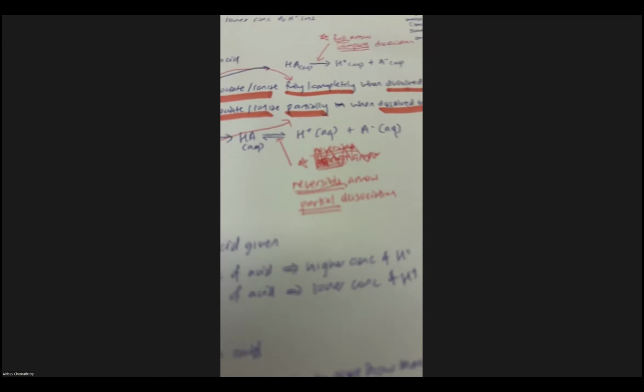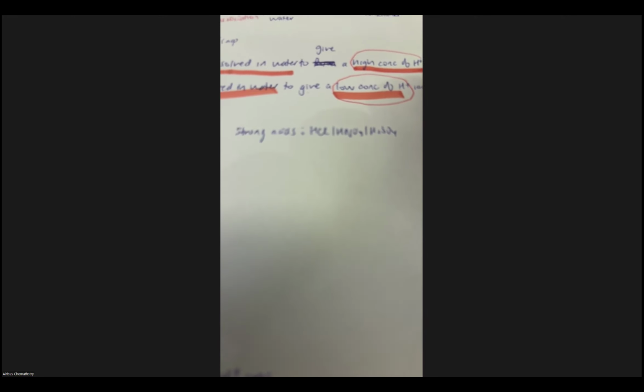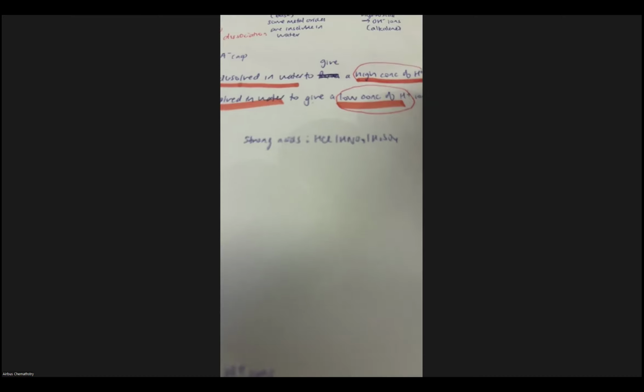So let me give you examples of strong acids and weak acids. For strong acids, three common ones that you know in your lab are HCl, HNO3, and H2SO4. These are all very famous in your lab. These are minimally what you have to know.